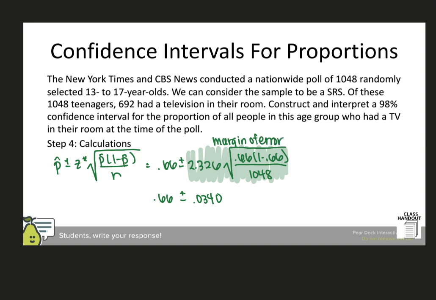Which means that's going to give you your lower bound if you subtract it. So 0.66 minus 0.034 gives you a lower bound of 0.626. And it's going to give you an upper bound of 0.694. So your confidence interval is 0.626, comma, 0.694. You should list your lower bound and then your upper bound.